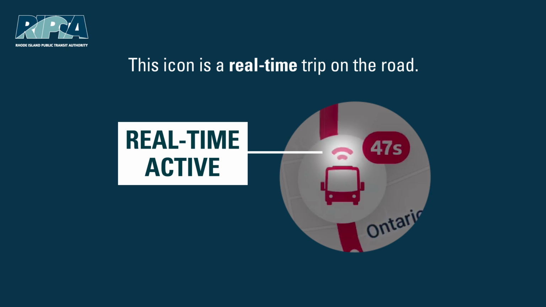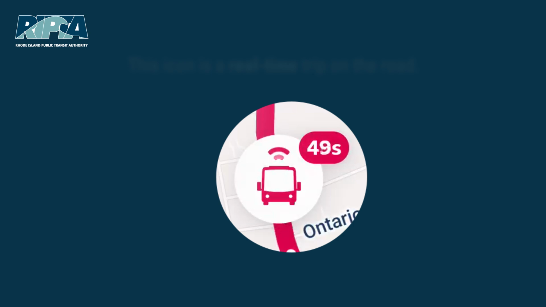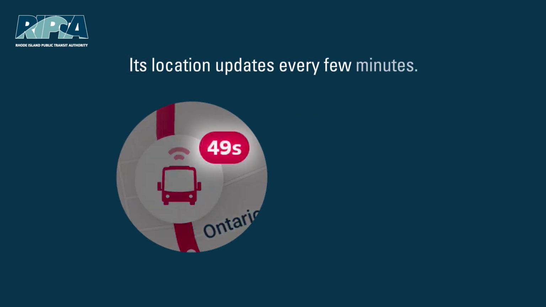The radio waves are highlighted on the bus icon. An animated white text box pops into view and points to the waves. The text reads, "Real-time active." Text disappears, and the bus icon moves to the left side of the video.